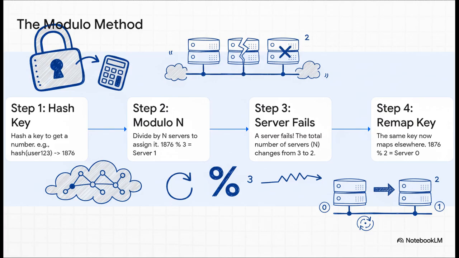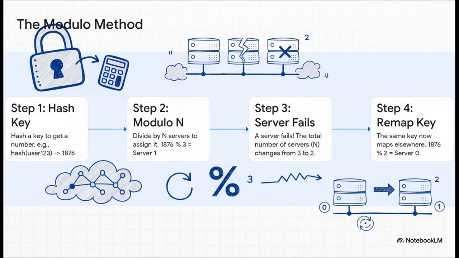First, you hash a key, which is really just a fancy way of saying you run it through a function to turn it into a unique number. So let's say our key user 123 becomes the number 1876. Then you use the modulo operator, which just gives you the remainder after division, to pick a server. With 3 servers, 1876 divided by 3 has a remainder of 1, so it goes to server 1. Easy, right? It's super fast, super simple, but it has a fatal flaw.